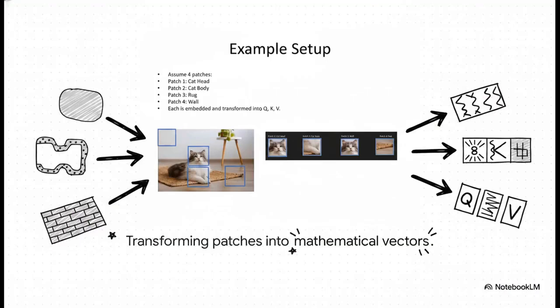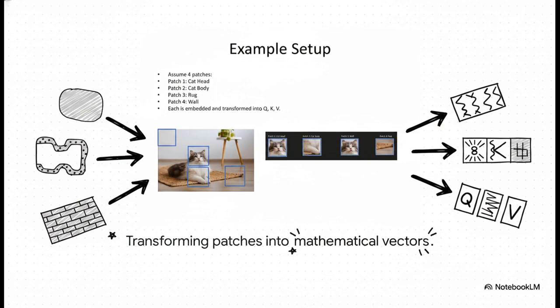All right, section 3, queries, keys, and values, the language of patches. Now that our puzzle pieces are ready and mathematically tagged, we enter the most critical part of the source material, the self-attention mechanism. This is genuinely where the magic happens. Each of our 4 embedded patches, the head, the body, the wall, and the rug, is passed into separate, learnable linear layers. The architecture transforms every single patch into 3 distinct mathematical vectors, Q, K, and V.